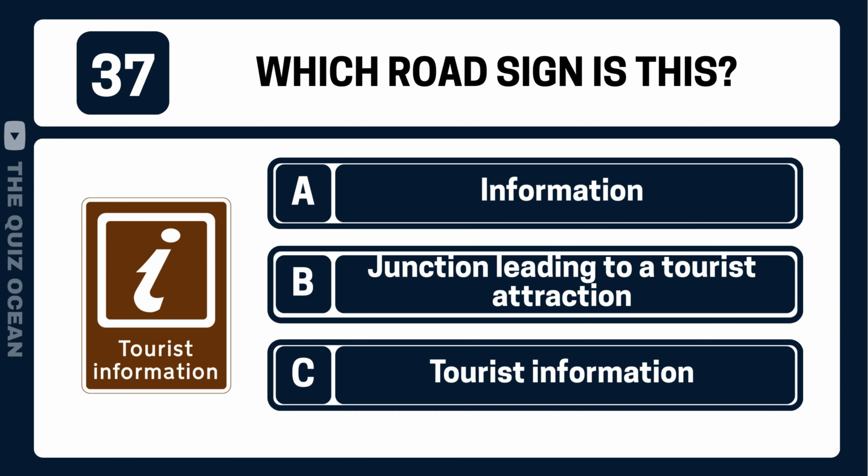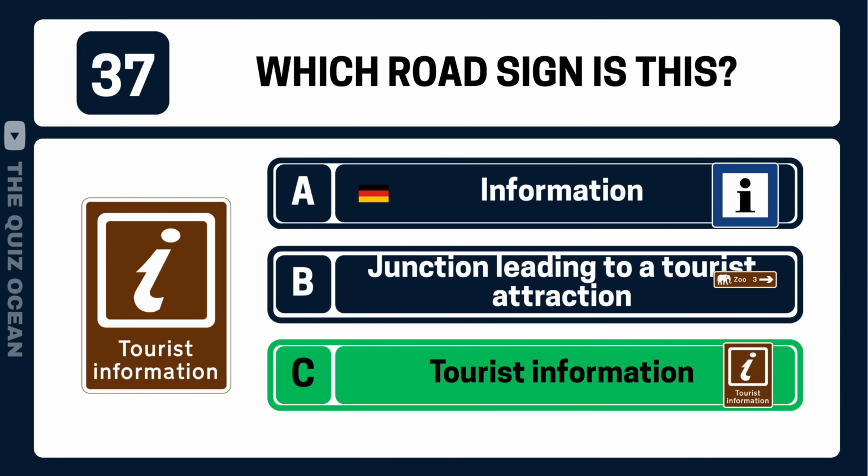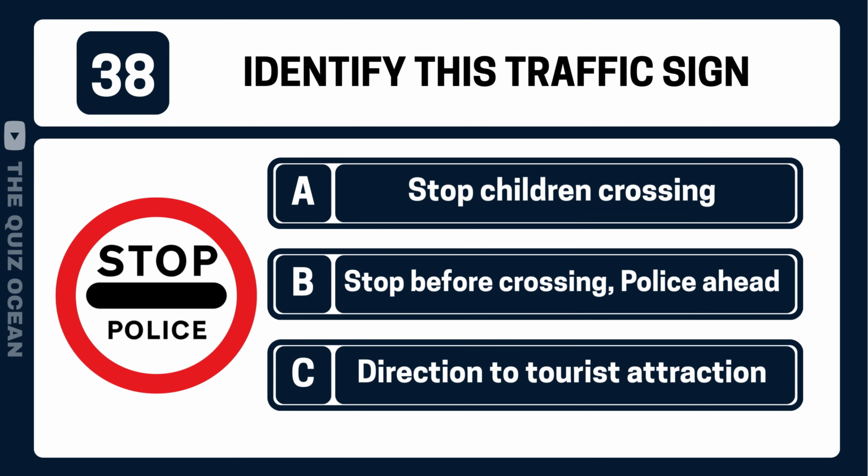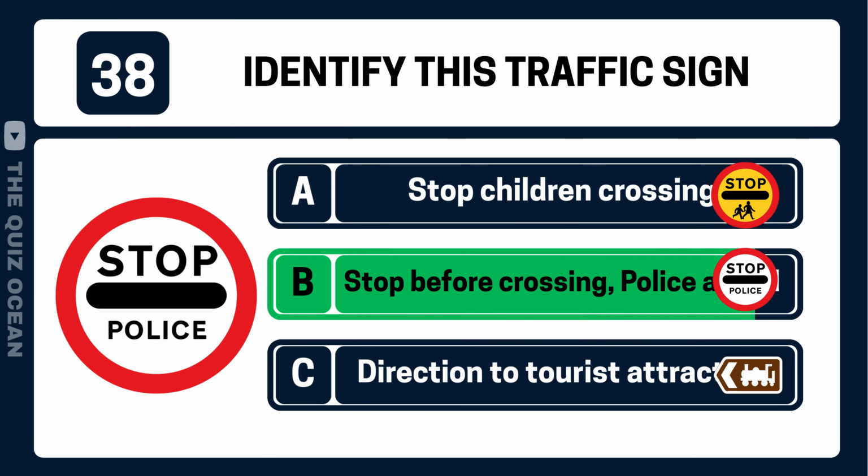Which road sign is this? You got it. This sign directs drivers to tourist information services. Identify this traffic sign. Correct. This sign instructs drivers to stop before crossing due to police control ahead.